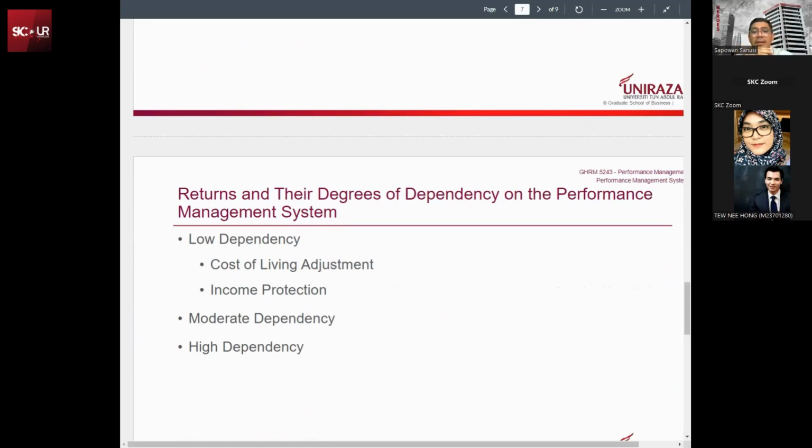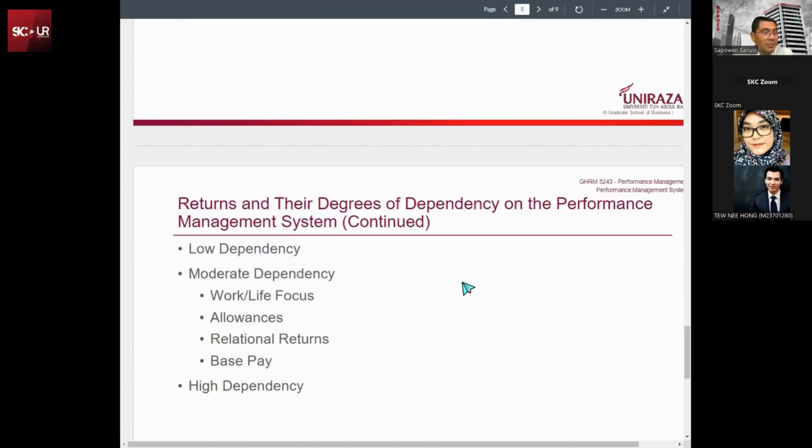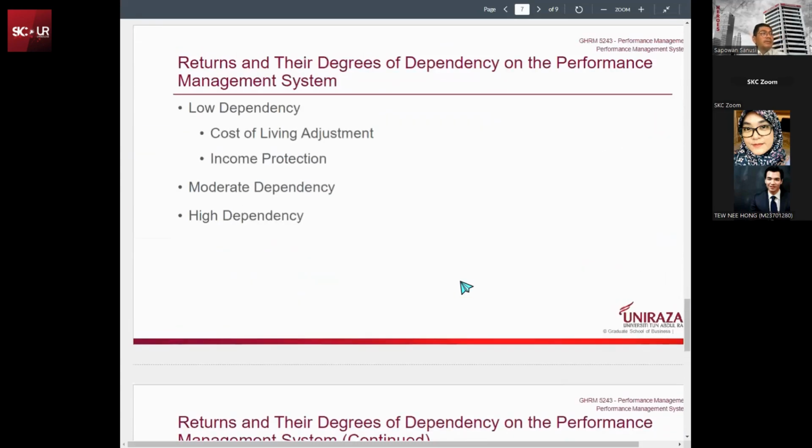Non-monetary ni ada tangible dan intangible. Recognition award, certification, and then professional development, team building activities is one of non-monetary juga lah. Team buildings. And then banyak macam-macam. You can go through one by one. Now we want to know the return on their degree on dependency on performance management system.